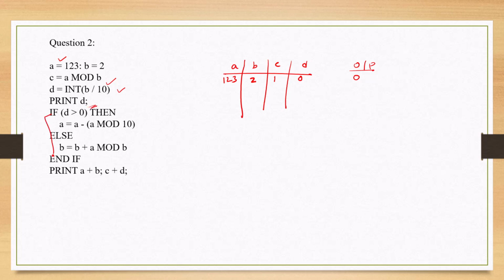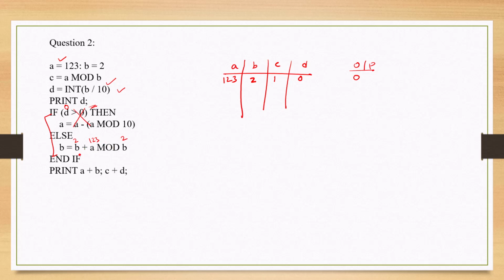We have if else and end if. If D greater than 0, the value of D is already 0. So 0 cannot be greater than 0. We will go to the else part. This part will work. B plus A mod B. The value of B is 2. The value of A is 123. The value of B is 2.